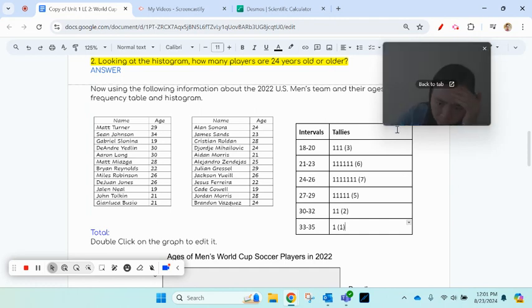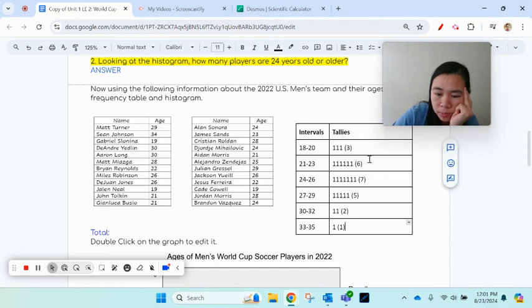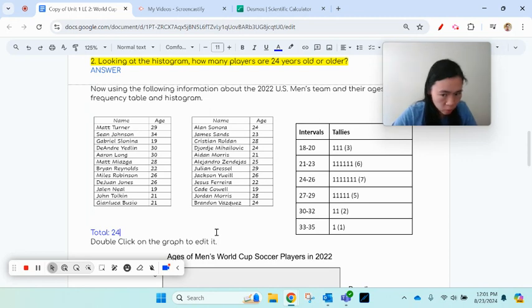How many total do we have here? Let's see. 9, 16, 21, 22, 23, 24. 24 total players there. You can count it's 12 here and 12 here as well, so we know it's 24. Okay, so how'd you do? Did you get your frequency table right? Did it match mine?